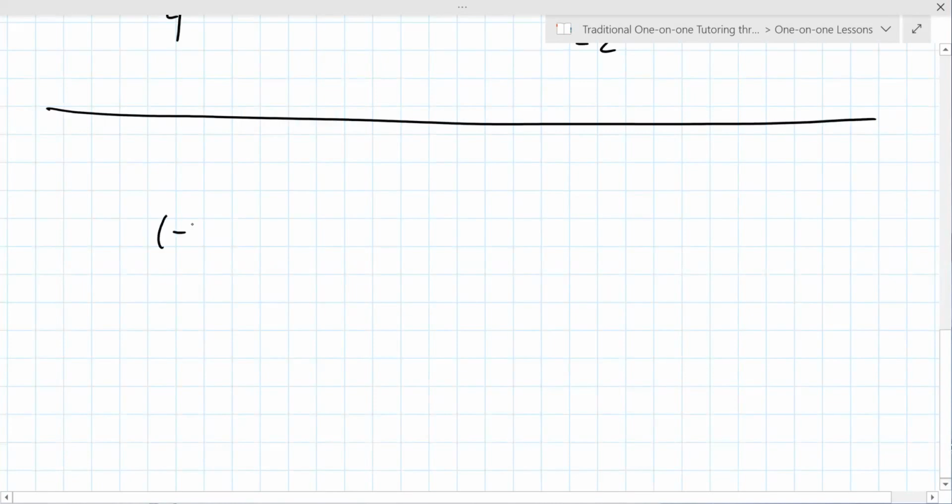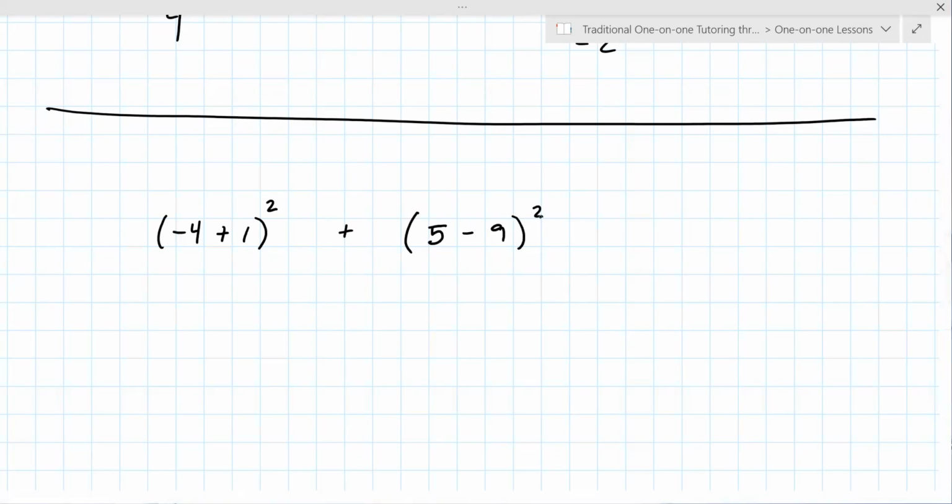What is minus 4 plus 1 squared plus minus 5 minus 9 squared? I want you to try working this out on your own, please. I'll check back with you at minute 8 of the hour, so in 2 minutes.